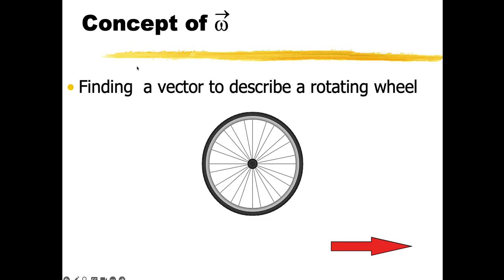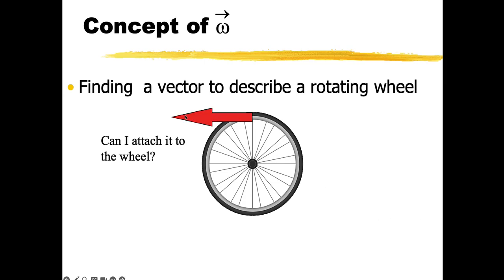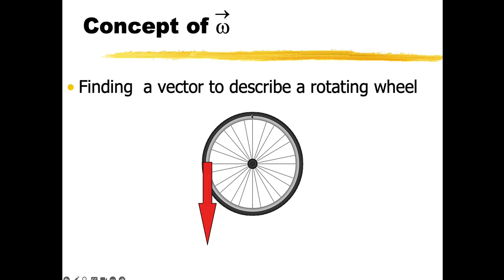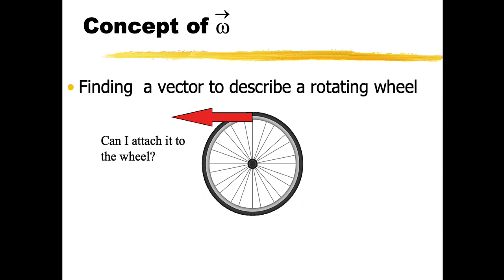So, the concept of omega: finding a vector to describe a rotating wheel. Imagine we have this wheel that's spinning, and where am I going to put the vector? If this thing is turning, can I put the vector here? Well, no, because a few minutes later, if it's attached to this part of the wheel, it's going to turn down. Now it's going to be here, and then here a little bit later. I can't put the vector on the edge of the wheel because it would be constantly changing.